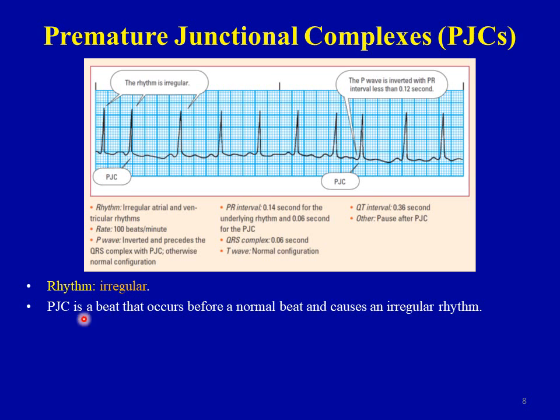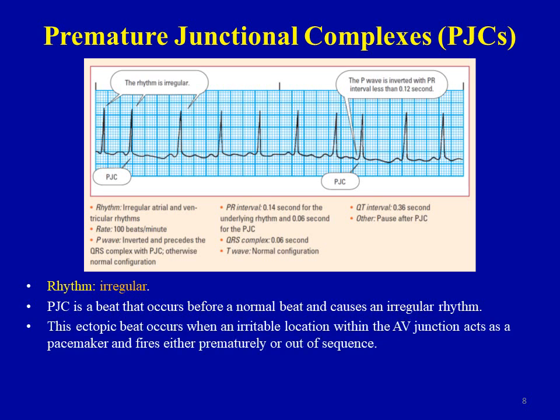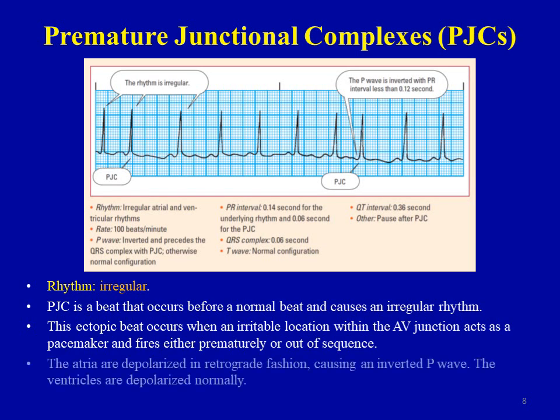The premature junctional complex is a beat that occurs before a normal beat. That's why we call it premature, and it causes an irregular rhythm. This ectopic beat occurs when an irritable location within the AV junction acts as a pacemaker and fires either prematurely or out of sequence. So it comes at a place that is unexpected.